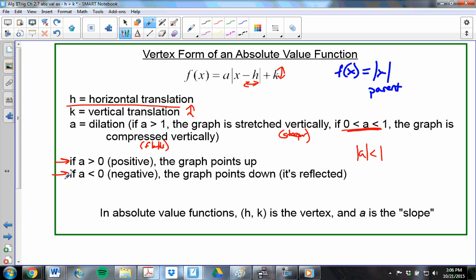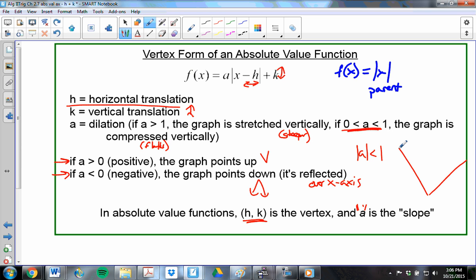What also happens is A can be positive or negative. If A is positive, the graph points up. If A is negative, the graph points down. It's been reflected over the x-axis. Finally, it's worth knowing that in absolute value functions, the vertex is at the point (h, k), and A is called the slope. I put that slope in parentheses because it's actually got two slopes, a positive slope and a negative slope, so it's a little bit awkward.